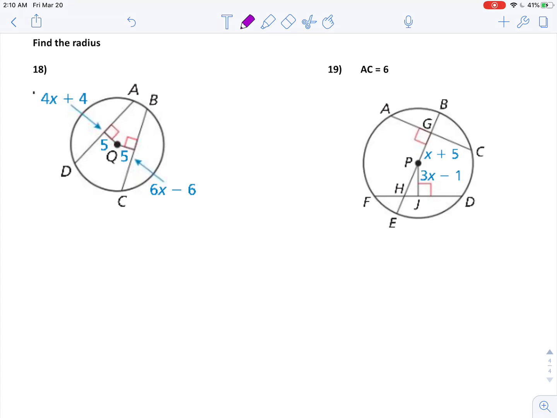So why don't you guys pause the video, try these last two, and then check back in, and we'll see how things went.